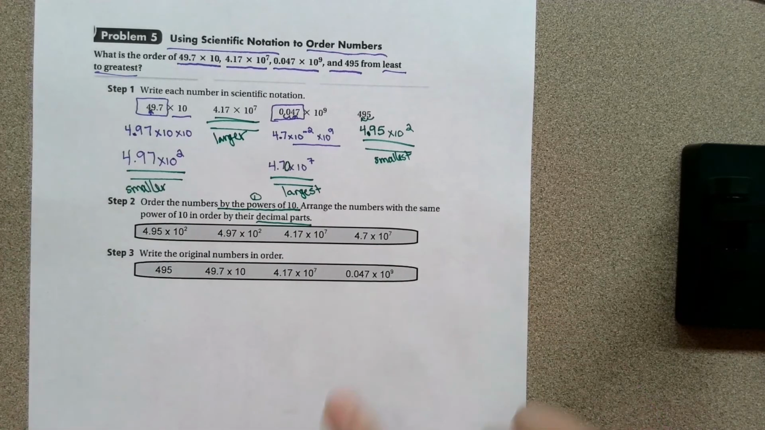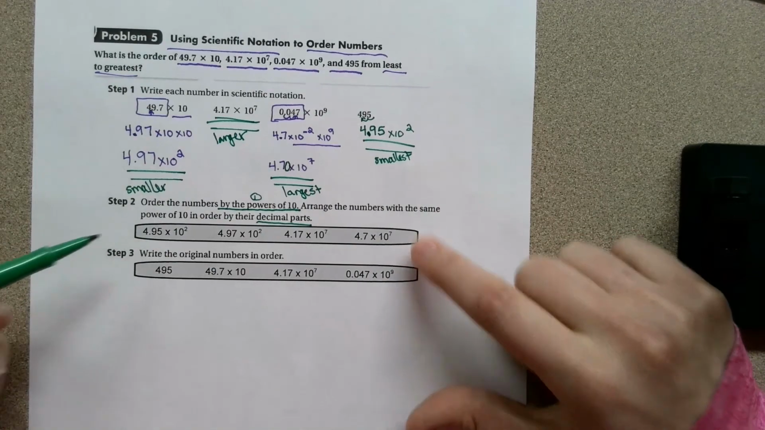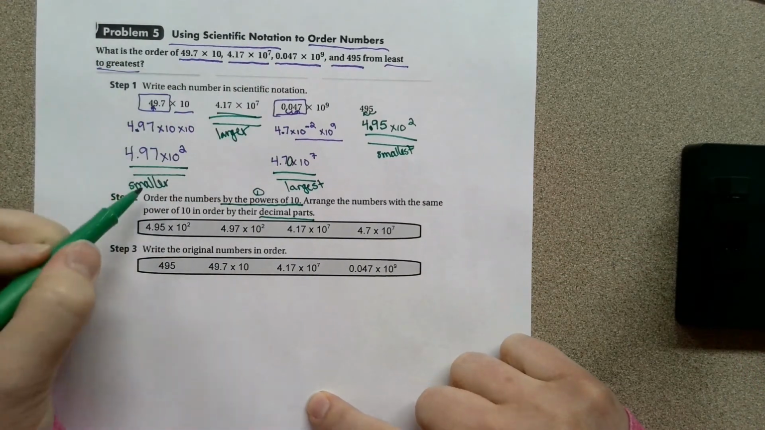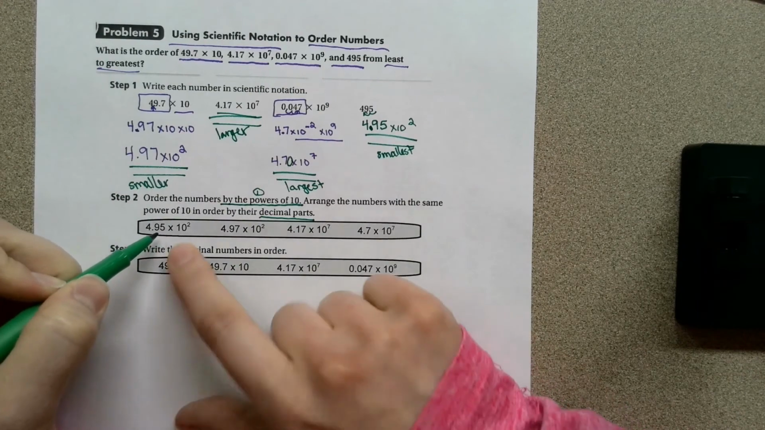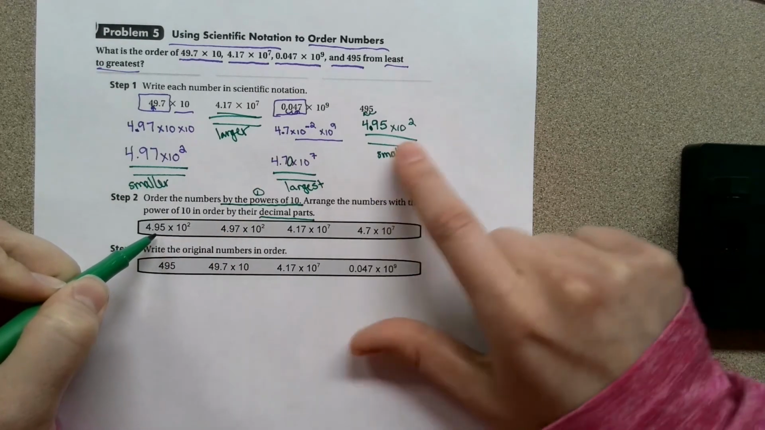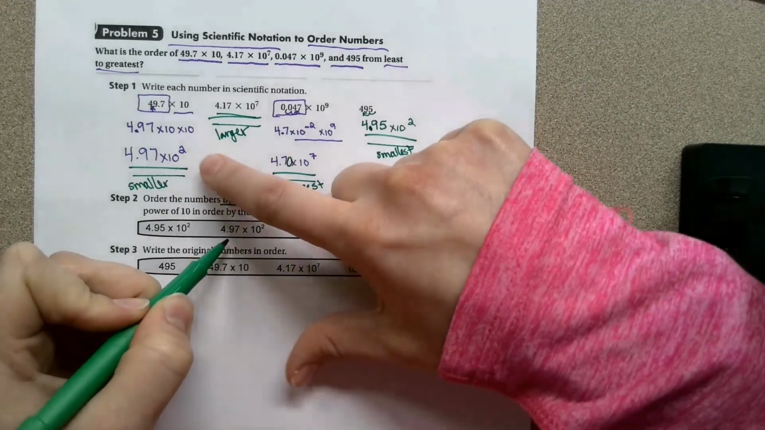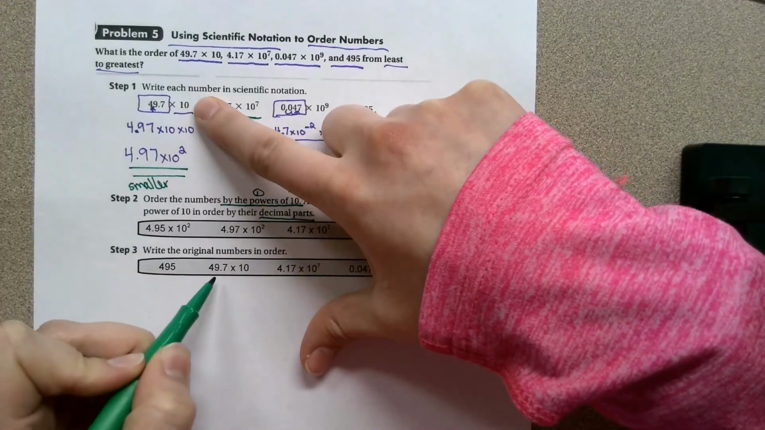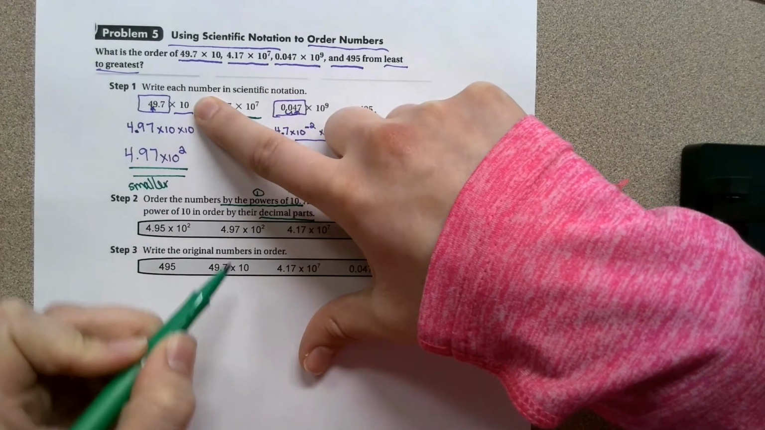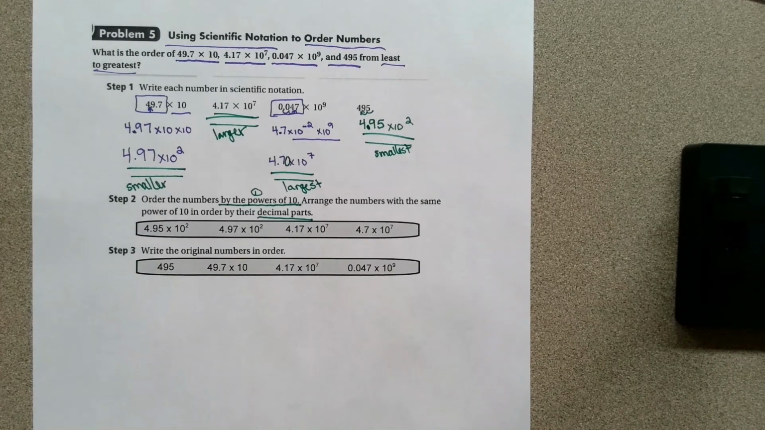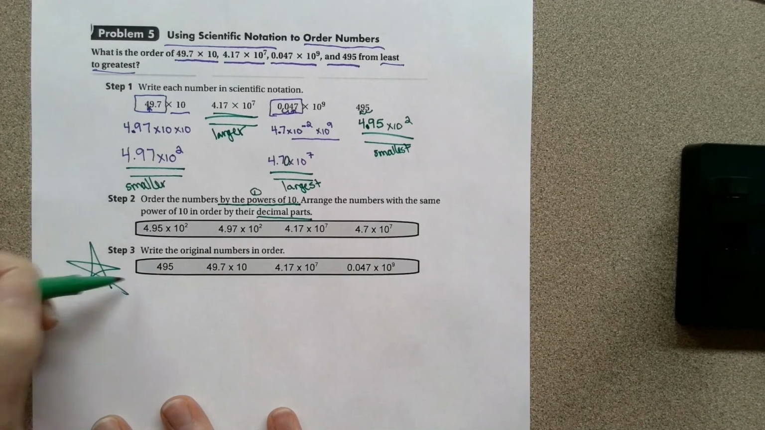So we can put them in order. But again, our final answer should always be in the original form, which is why we kept all of our information organized, so then we can write it back into the original form. 4 and 95 hundredths was originally 495. 4 and 97 hundredths times 10 to the second was originally 49 and 7/10 times 10. And so on, all the way through to put them in order, and then this would be your final answer.